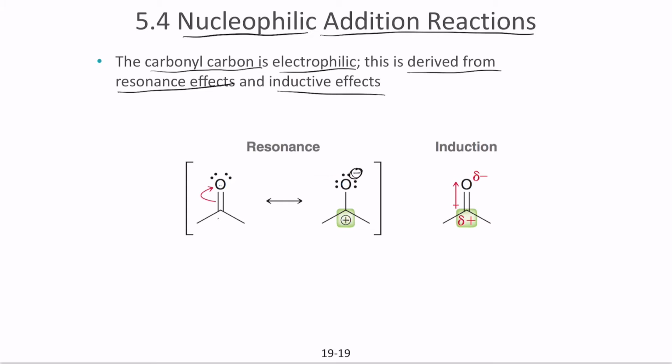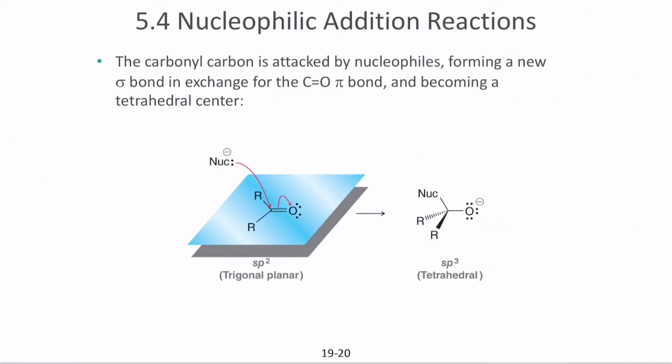In terms of the inductive effect, because oxygen is more electronegative than carbon, the electron distribution is directed towards oxygen. Because of both effects, the carbonyl carbon can be attacked by nucleophiles, forming a new sigma bond in exchange for the C double bond O. So whenever a nucleophile attacks the carbocation, the electrons from the double bond go onto oxygen, resulting in a negative charge on the oxygen and the nucleophile bonding to the carbon. It changes from an sp2 hybridized structure to an sp3 hybridized structure.